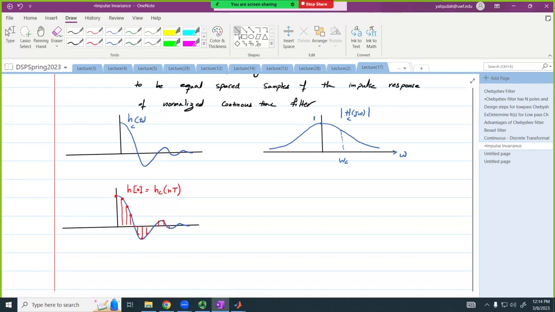Are we done? Well, we're going to look at what happens in the frequency domain, because that's the whole point of building the filter. What's going to happen to the frequency domain? If this has this frequency response, or if this is this in the frequency domain, if I come and I sample this, what's going to happen to this?